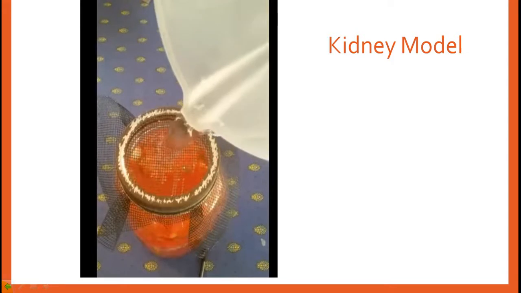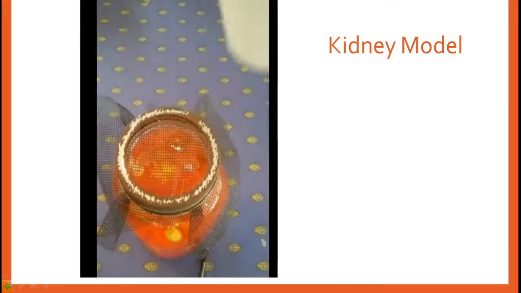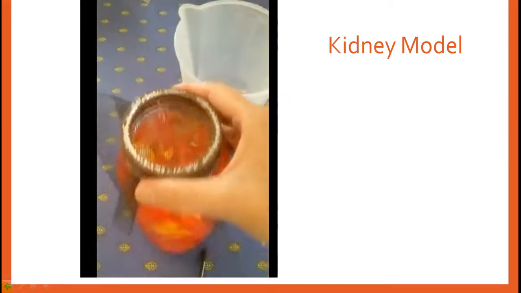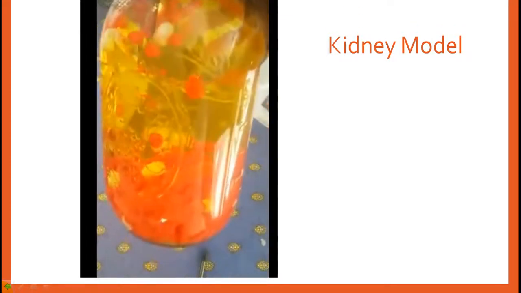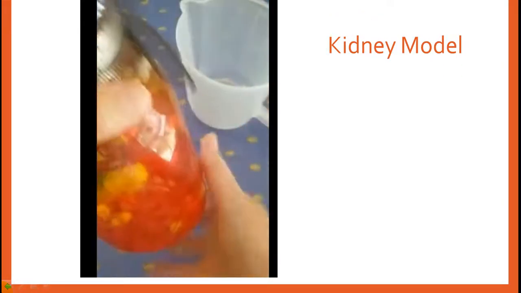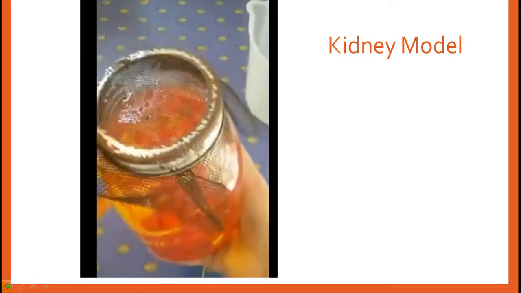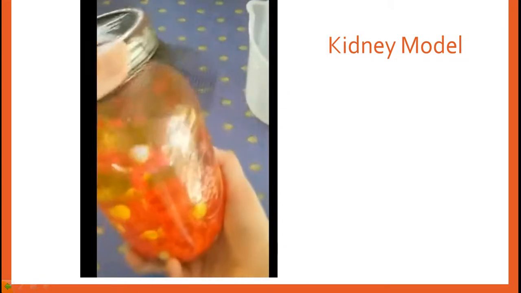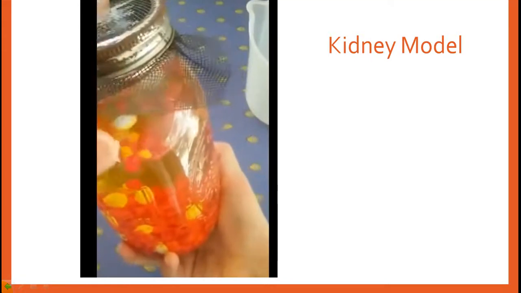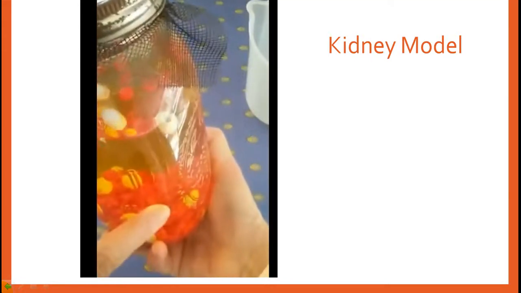And as we go through the processes in our bodies, we tend to make some byproducts. Notice that it's yellow, right? So these are some waste products that we're going to need to get rid of, okay? So now I want you to think of my jar here as a model of the kidney, the Bowman's capsule. This would be the Bowman's capsule and the nephron right here.